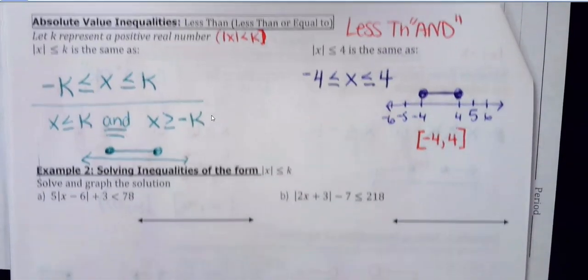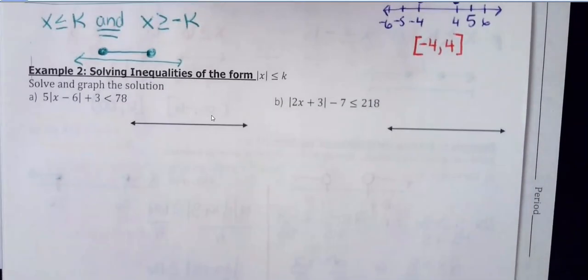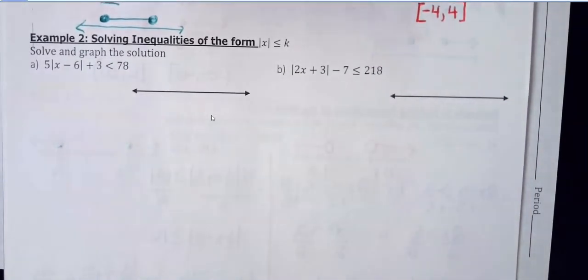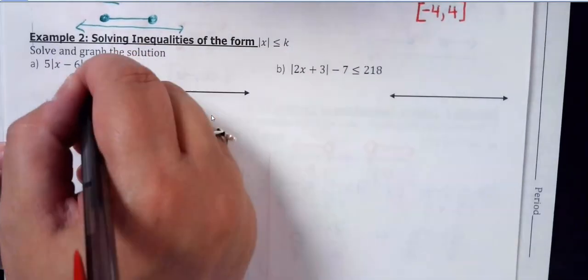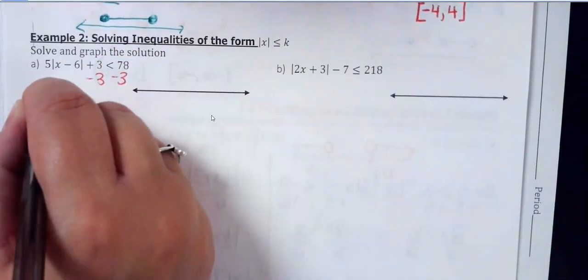Okay, so here's how these work. I'm going to get the absolute value all by itself on one side of my inequality symbol. So for this example, I've got 5, and then in my absolute value, x minus 6 plus 3 outside, and then is less than 78. What would you do first if you were going through to solve that absolute value inequality? Yeah. Perfect, all right. Then what do you want to do?